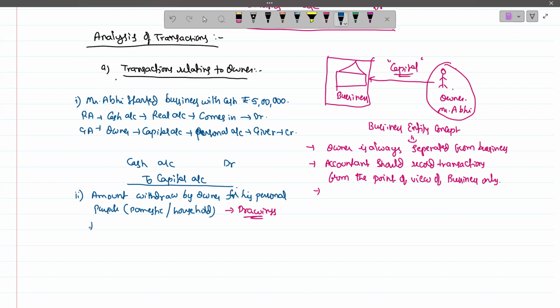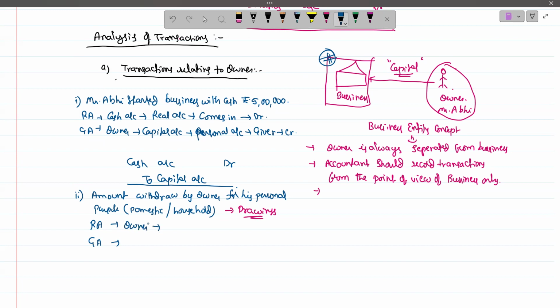So what are the receiving aspect and giving aspect here? Is there any receiving aspect by the business? Remember, you have to think from the point of view of the business only, not from the point of view of the owner. There is no receiving aspect. Nothing was received by the business. If the receiving aspect is missed, then you have to think about who is the receiver. Who is the receiver? The owner.